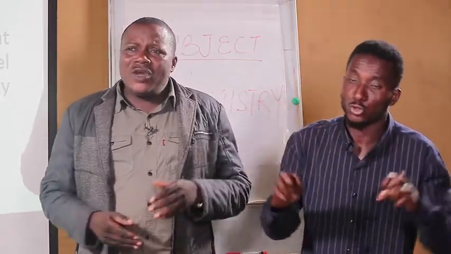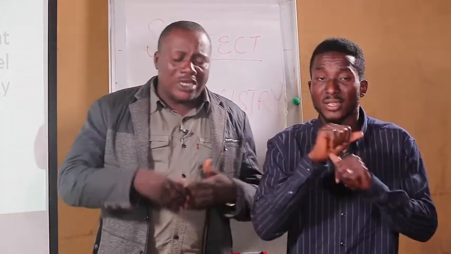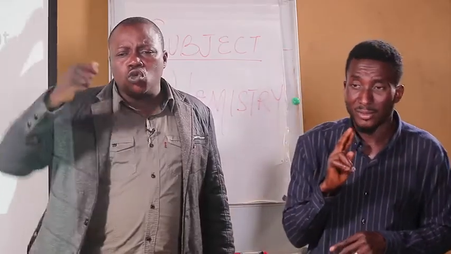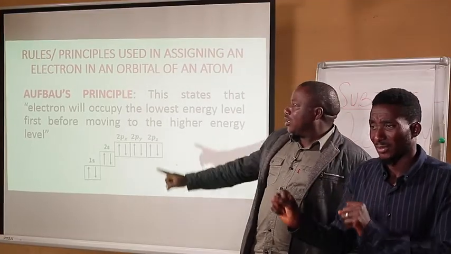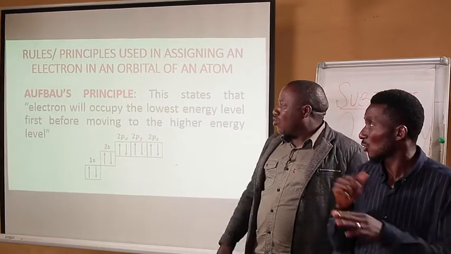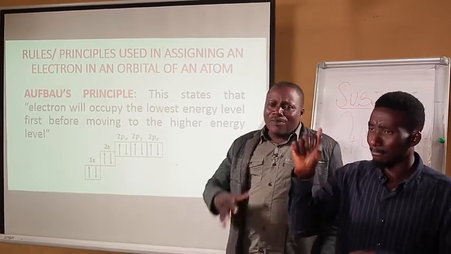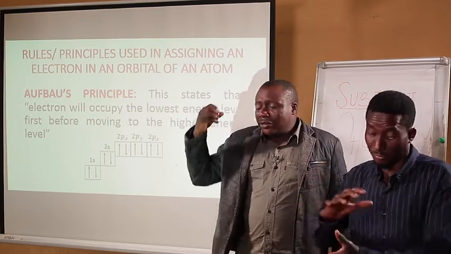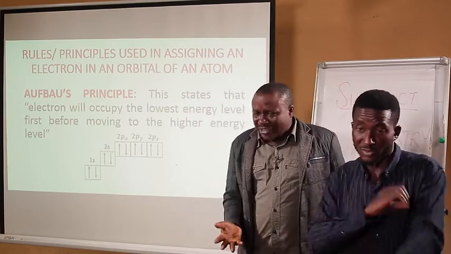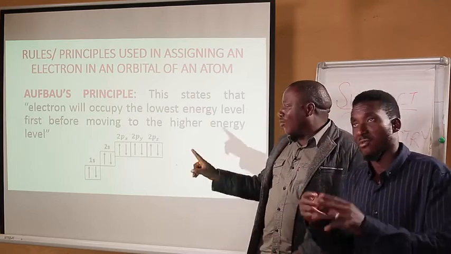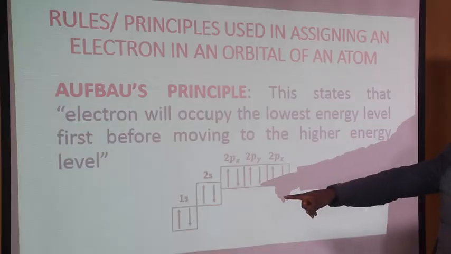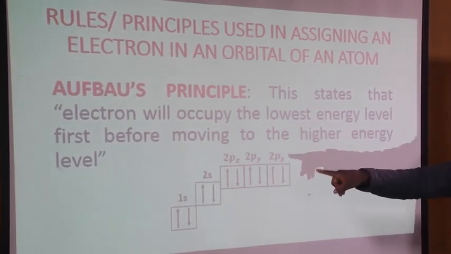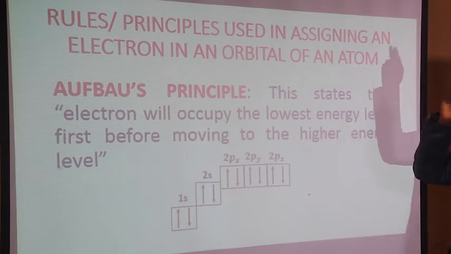Now, whenever we are assigning an electron in an orbital, we are guided by 3 major principles or rules. The first one is the Aufbau principle. What is the Aufbau principle saying? Aufbau is saying that electrons will occupy the lowest energy level first before moving to a higher energy level. You can see here we have 1s. They will first of all occupy 1s before moving to what? 2s. They cannot jump from 1s to 3s. That is what Aufbau is saying.